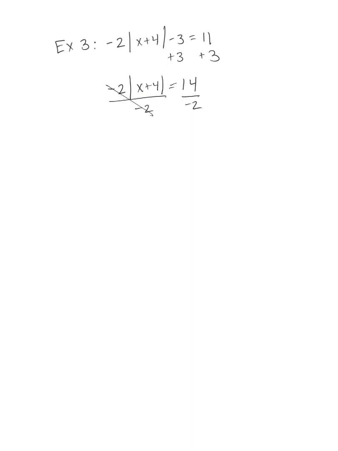Negative 2 divided by negative 2 is 1. And we get the absolute value of x plus 4 equals negative 7. So we're going to stop here, and we're just going to remind ourselves that when you find the absolute value of 7, let's say, that equals 7. And the absolute value of negative 7 also equals 7.